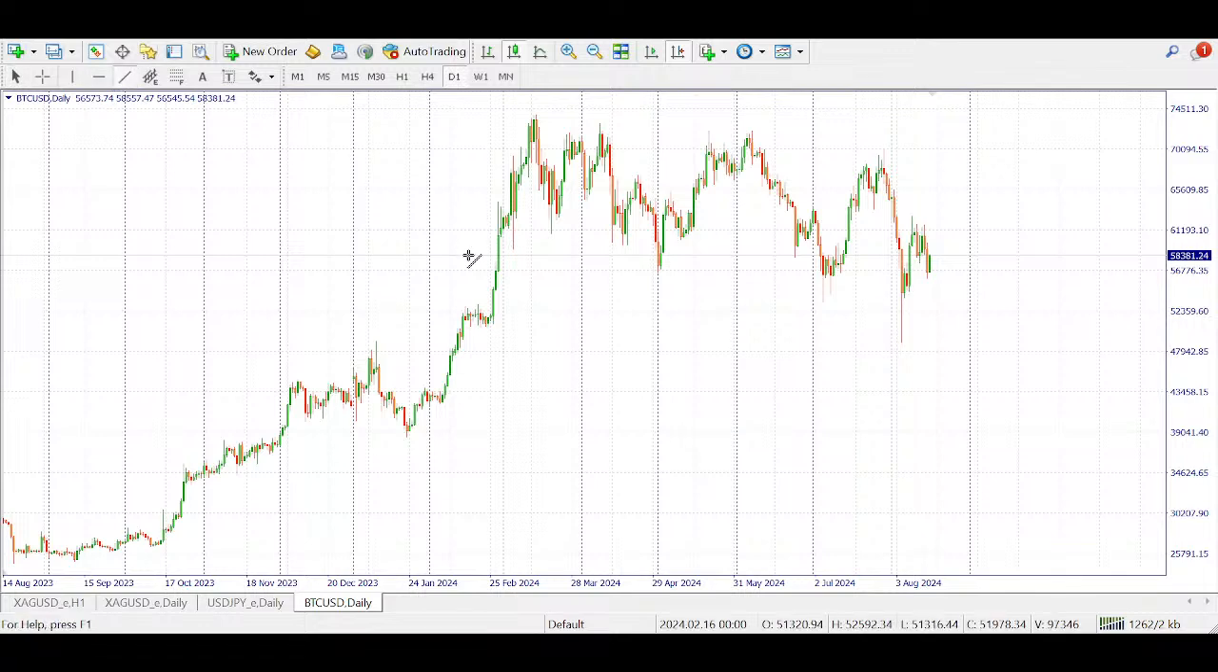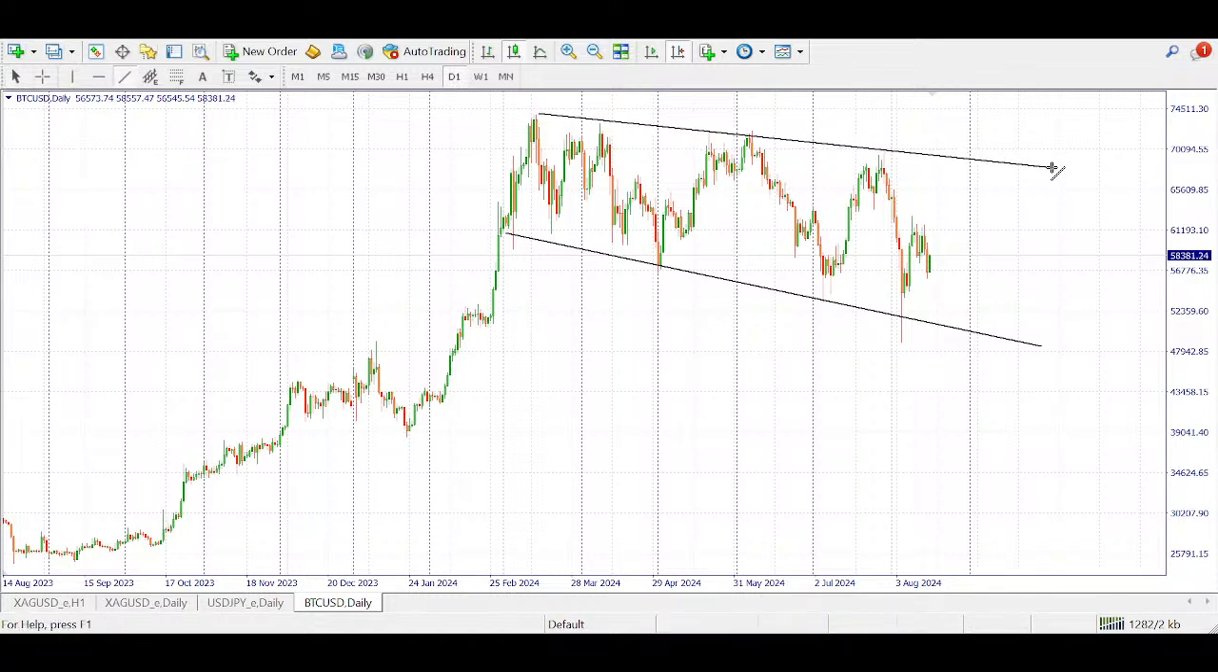With Bitcoin so far, we have a very good supportive trend line here, and we have a very good resistance trend line here. You can see that we had a resistance, we had a resistance, and we have a resistance, and then we have a support here, we have another support, then we have another support here, and then we have another support here.